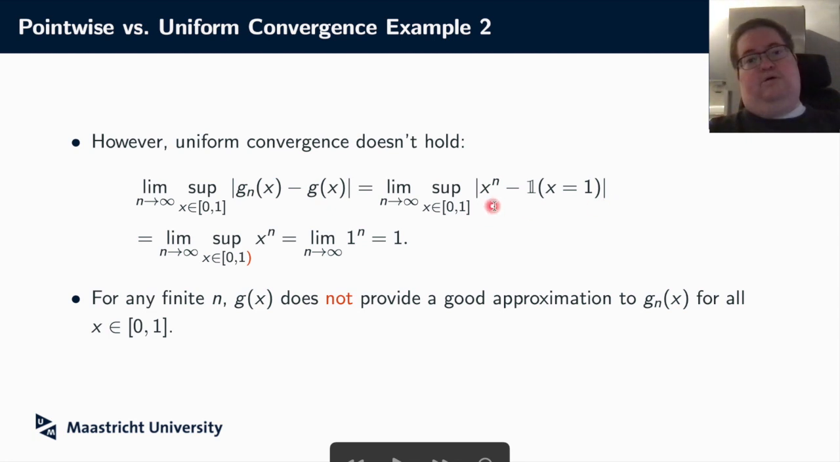So I can rule out x equal to 1. So that's what I do here. I say, okay, let's rule out x equal to 1 and only consider the half-open interval between 0 and 1. Well, note that my function g of x is actually equal to 0 there, so this part just drops out. So I end up with just the supremum for x between 0 and 1, but 1 not including, of x to the power n.